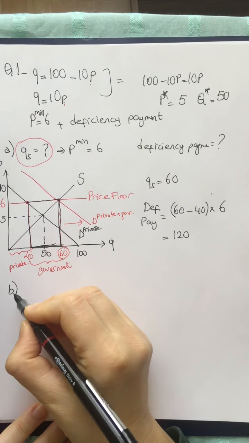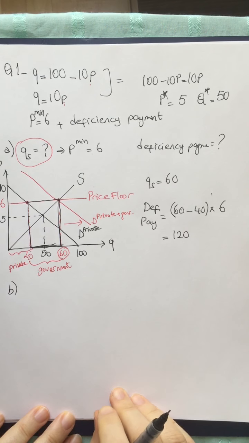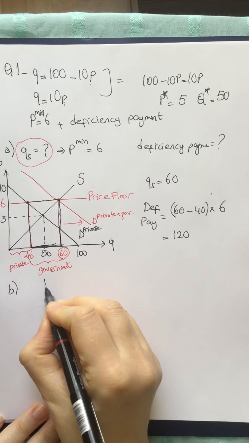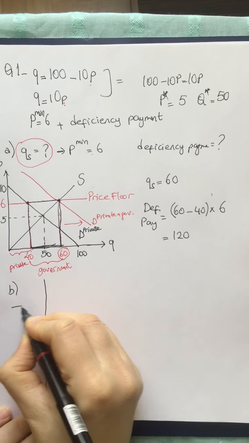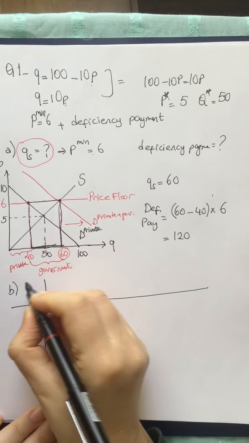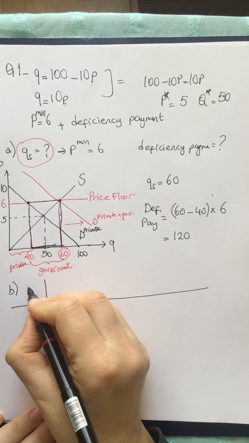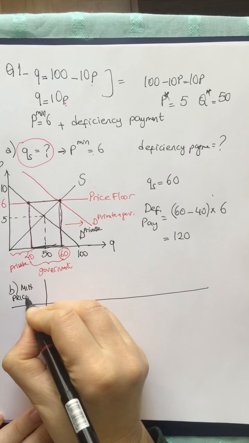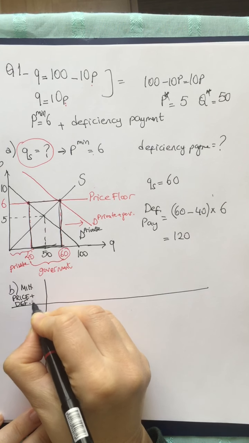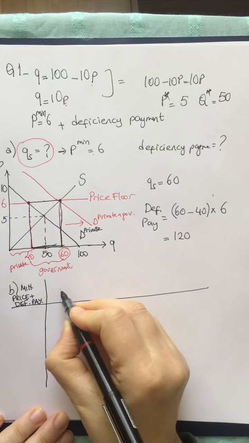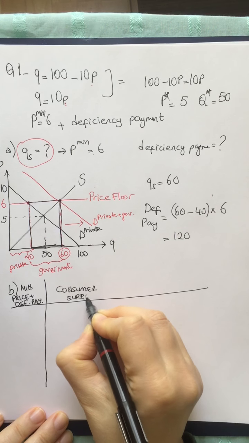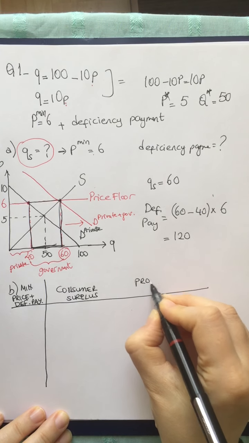Now let's come to question B. It asks, what effect does this program have on consumer surplus, producer surplus, welfare, and deadweight loss? So let's have our table. In this table, we will see both the minimum price and deficiency payment. Here, consumer surplus. Here, producer surplus.